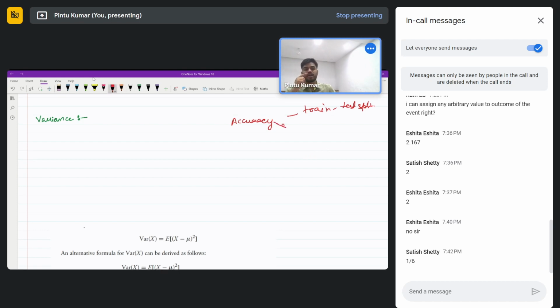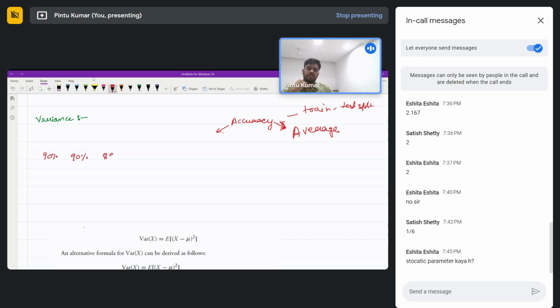So it is not necessary that you get the same value for accuracy every time you run your model, based on some stochastic parameters. So generally it is good to report your average accuracy. You train your model and test it, let's say 10 times, and then you report your average accuracy. I'll motivate it this way, but variance is useful in a lot of other places also. So you are getting an accuracy of, let's say, 90%, again 90%, again you got 89%, and you got 91%, okay?